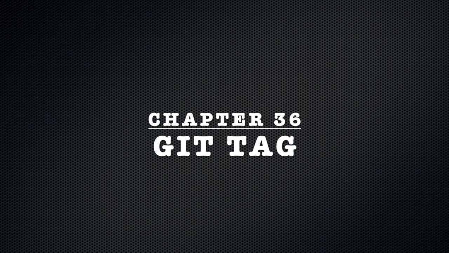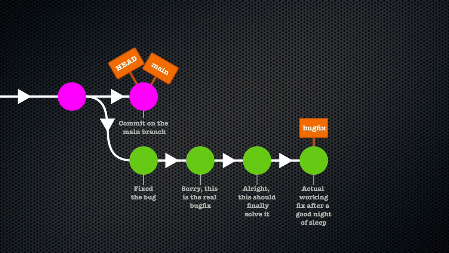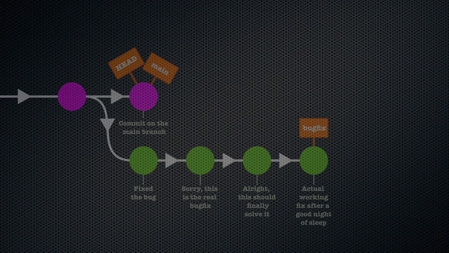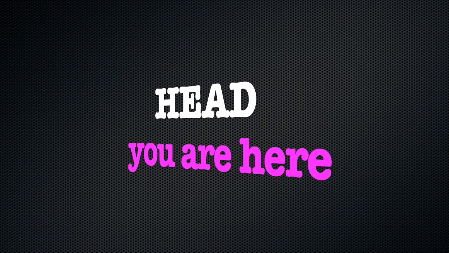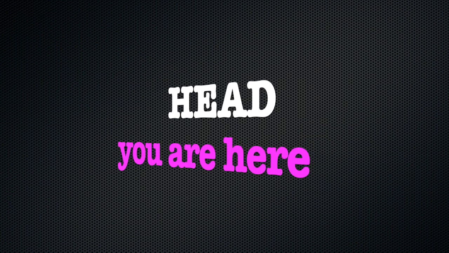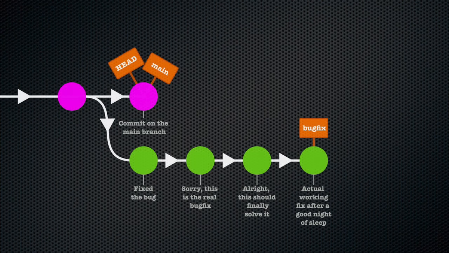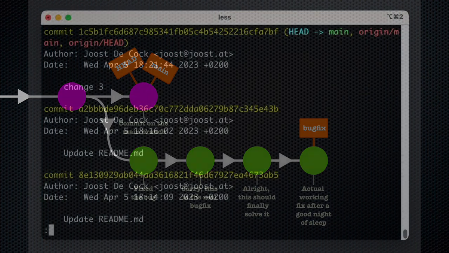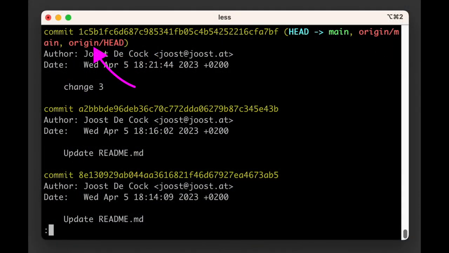Chapter 36, Git Tag. By now, we've learned how Git uses labels to reference specific commits. We've also learned that the head label is special because it acts like a "you are here" marker on our DAG, telling us where we are at any moment. But Git also creates labels for each branch and even adds labels for remote branches. You can leverage the same functionality to add your own labels.